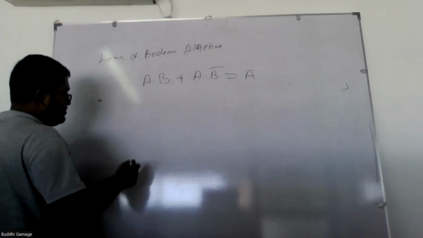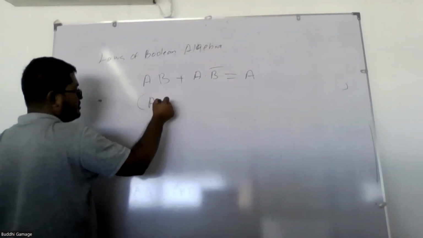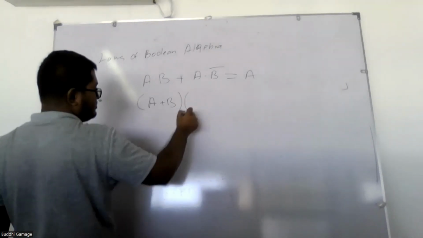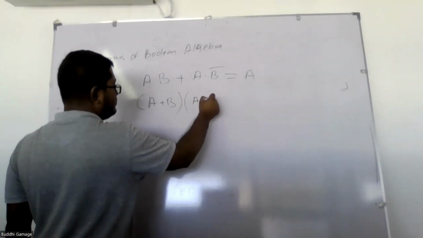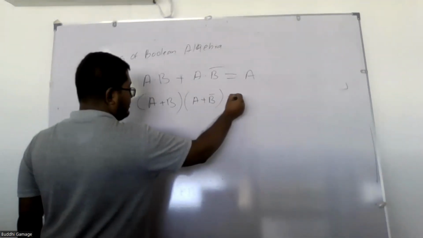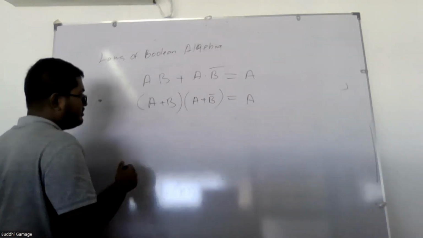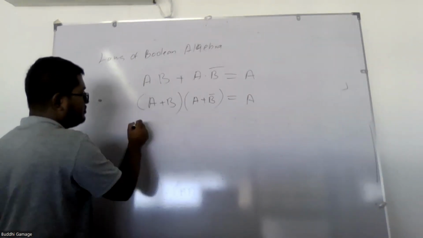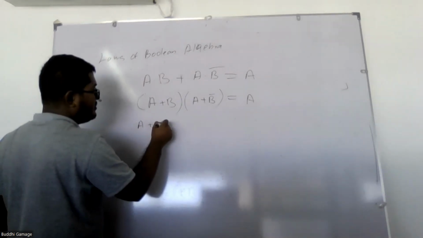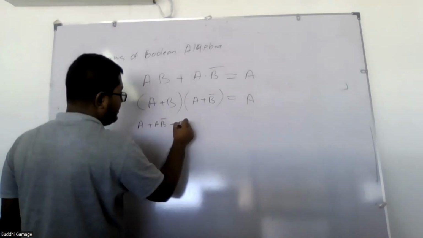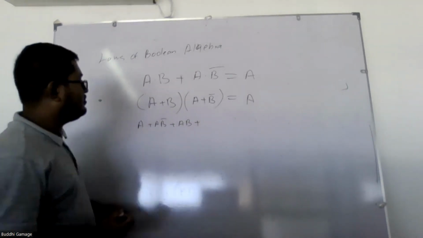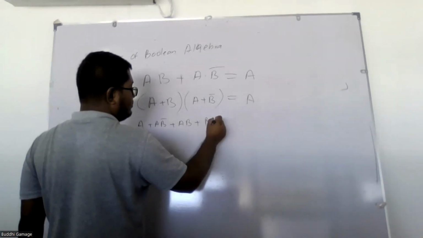So this one also has the same characteristic. So this is also going to be A. How does it happen? We can simplify. So this is going to be A B bar plus AB plus, what will happen, B dot B bar.